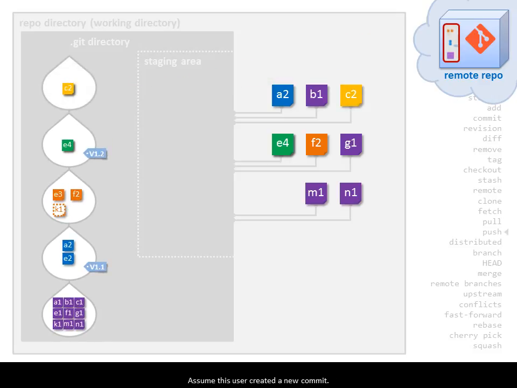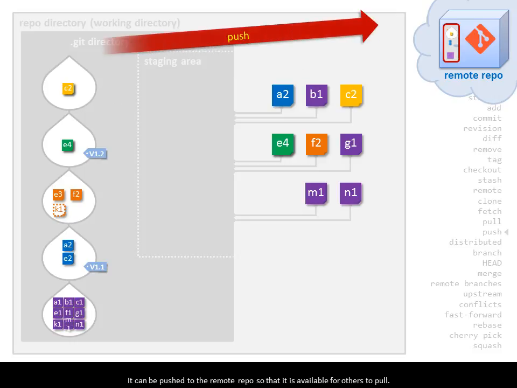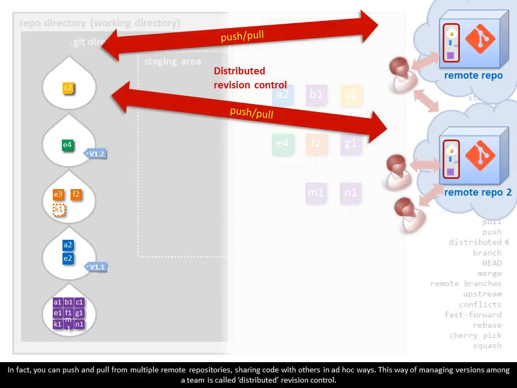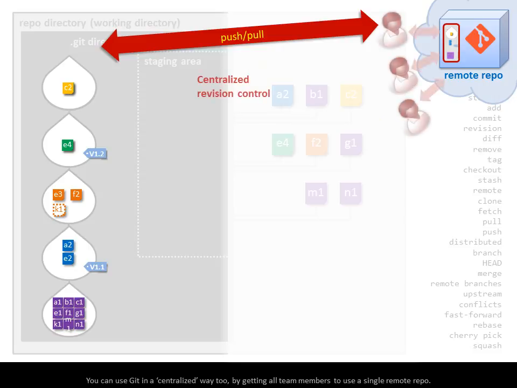Assume this user created a new commit. It can be pushed to the remote repo so that it is available for others to pull. In fact, you can push and pull from multiple remote repositories, sharing code with others in ad hoc ways. This way of managing versions among a team is called distributed revision control. You can use Git in a centralized way too, by getting all team members to use a single remote repo.